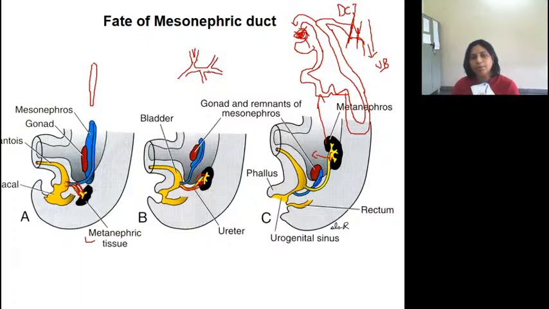So you see number of divisions of that, and finally each one of these ducts is capped by the metanephric blastemal tissue. So this is capped by the metanephric blastemal tissue. This metanephric blastemal tissue will differentiate into the renal vesicle, and later it will differentiate into the Bowman's capsule, proximal convoluted tubule, loops of Henle, and then the distal convoluted tubule.